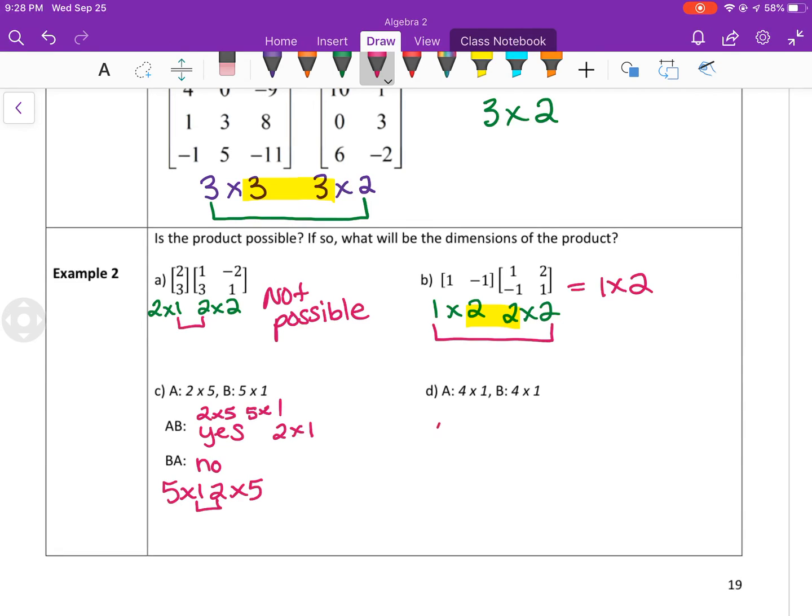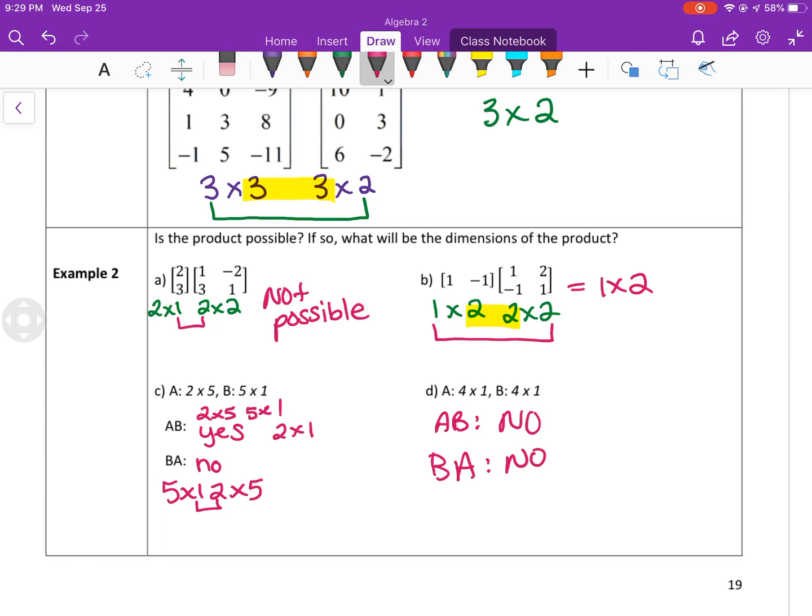And here, if we did A times B, we'd have a 4 by 1 and a 4 by 1. So no, you can't do that. If you did B times A, you'd have 4 by 1 times 4 by 1. So again, no, the middle dimensions would never be the same there. This one in D is not possible either way.